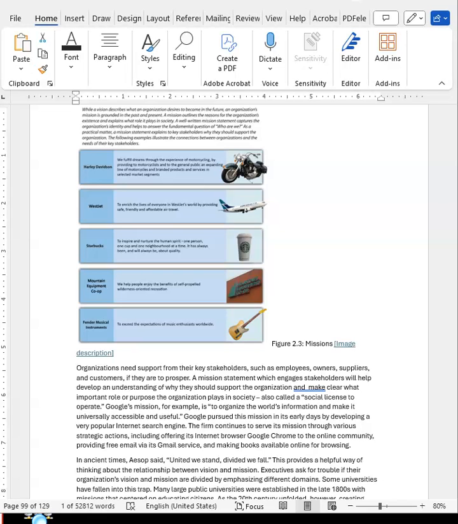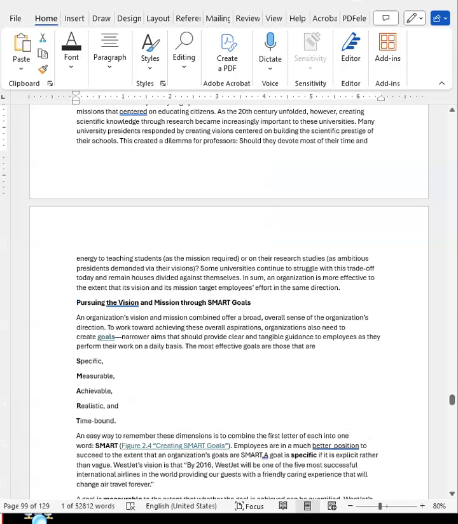In ancient times, Aesop said, "United we stand, divided we fall." This provides a helpful way of thinking about the relationship between vision and mission. Executives ask for trouble if their organization's vision and mission are divided by emphasizing different domains. Some universities have fallen into this trap. Many large public universities were established in the late 1800s with missions that centered on educating citizens.